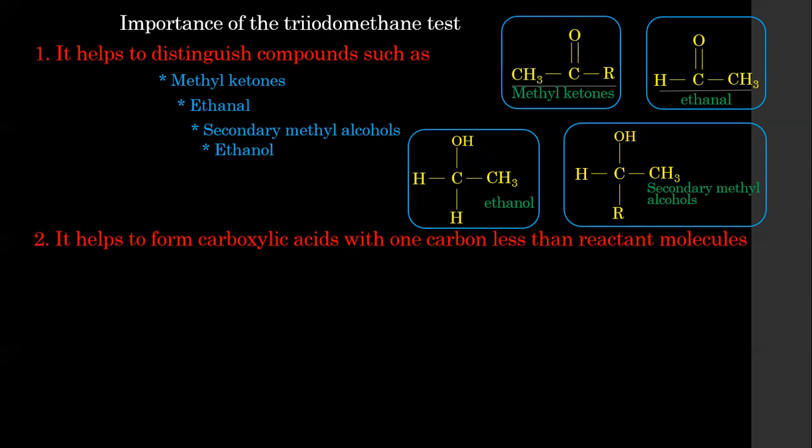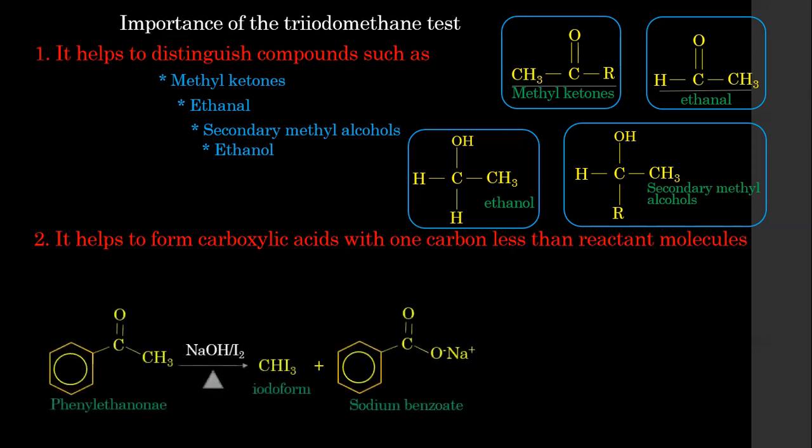Again, it helps to form carboxylic acids. All this time we didn't see carboxylic acid formation. No, that we didn't see, we didn't look at it. But see, it helps to form carboxylic acids with 1 carbon less. Of course, in all these reactions, the carbon number decreases by 1, and we are very much familiar with this. I can explain this observation by taking this phenylethanol. We saw this earlier.